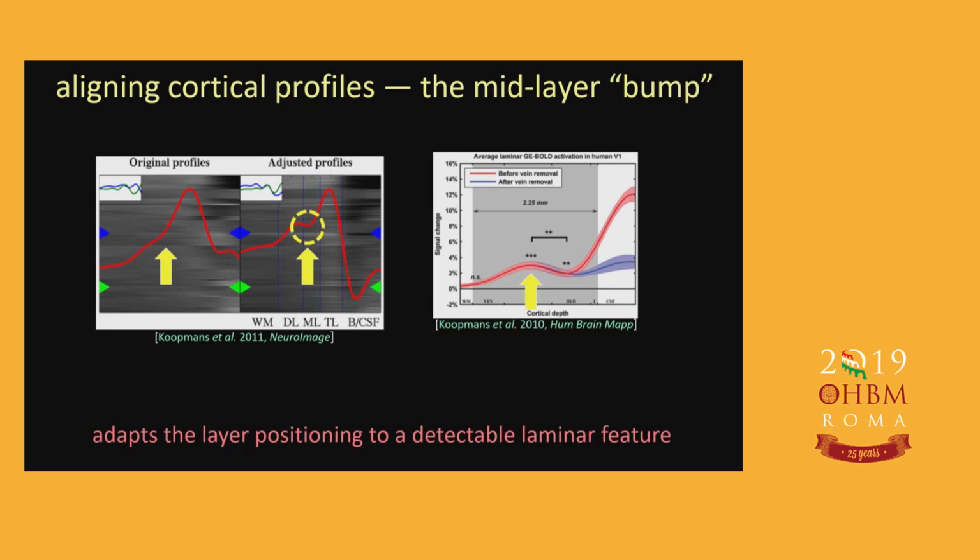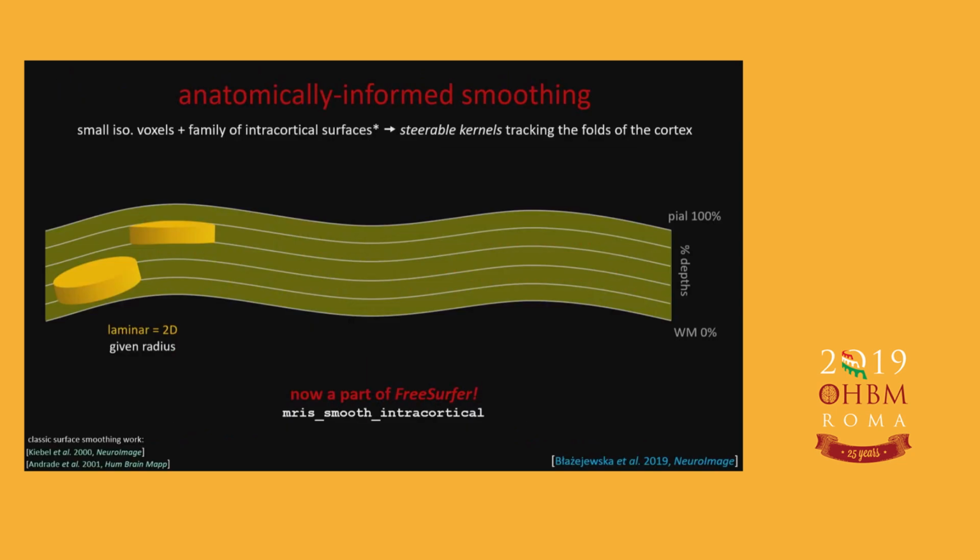Now we need to be careful to not apply this approach directly to the fMRI data itself. This would be a little bit circular. But I really like the idea of aligning the depth profiles to some sort of detectable anatomical feature within the data. So we can also perform what we call anatomically informed smoothing. With this framework of small isotropic voxels and a family of intercortical surfaces, we can embrace the full three-dimensional structure of the cortex. We don't have to approximate it as a 2D sheet, and we can perform an anatomically restricted smoothing.